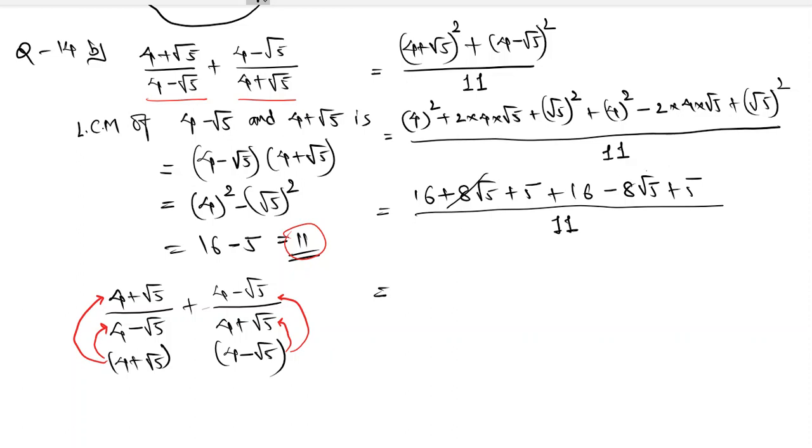So 8 root 5 minus 8 root 5 gets cut. 16 plus 16 is 32. 32 plus 10 is 42. 42 by 11. Don't leave the answer in improper fraction form. So 11 4s are 44, 11 3s are 33. 33 plus 9 is 42. So 3 9 by 11. This should be your final simplified answer of question number 14B.